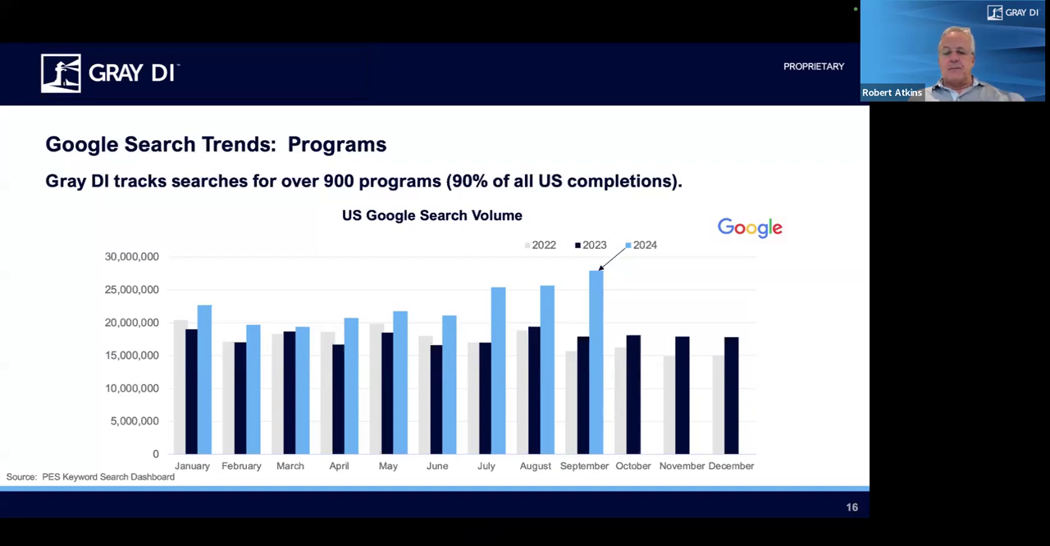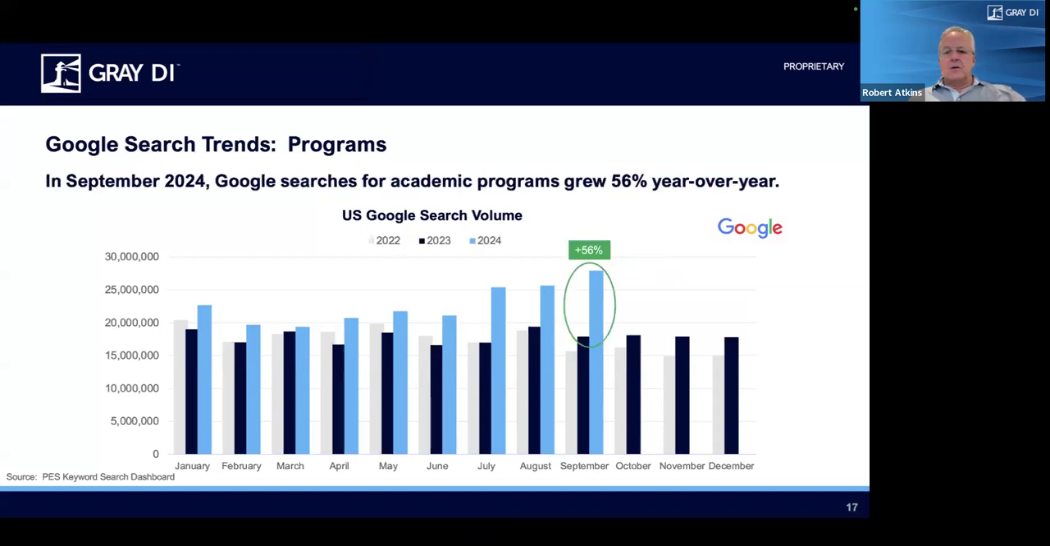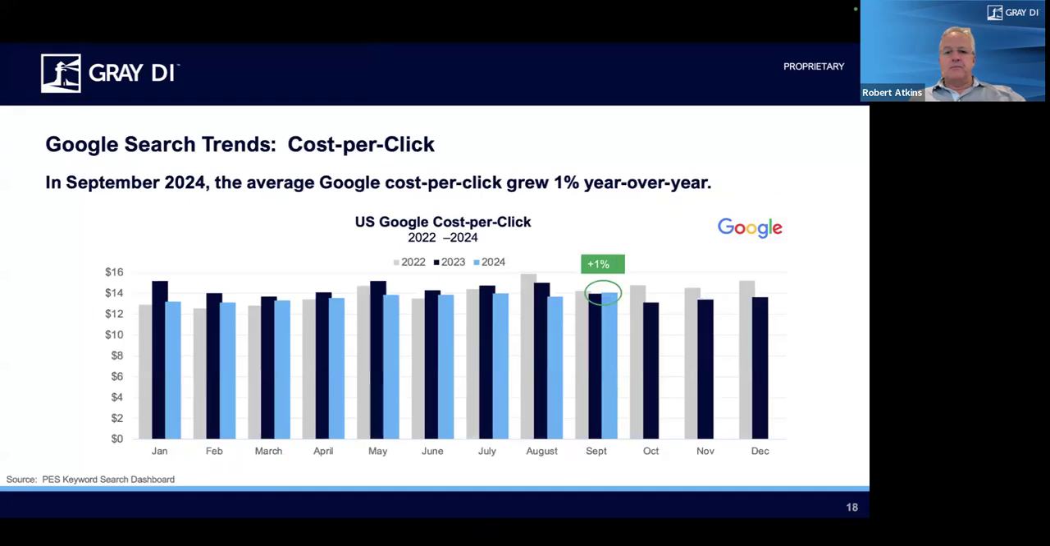So very promising look. And now we're going to go through in a moment, and we'll touch on what's going on with enrollment. And that may or may not be tracking with Google search volume. So this year, we're actually up 56% year over year in Google searches for academic programs. So again, makes me pretty optimistic about what's coming down the pipe.